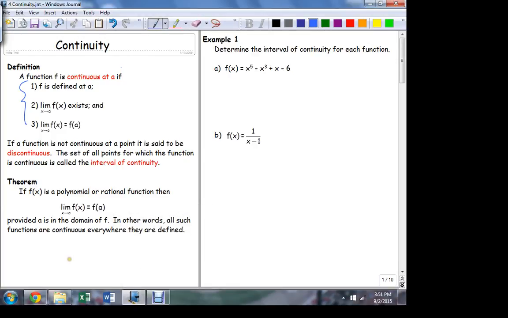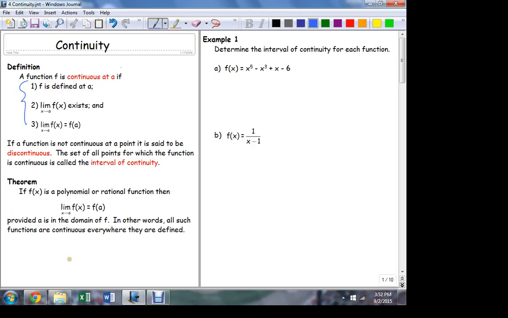Forgot to start. So, again, three conditions of continuity. Again, intuitively, can you draw the graph without lifting your pen from the paper? What does it mean? How do we pin that down rigorously? There's the three conditions, right? F is defined, the limit exists, and they're equal. If any of these three conditions fails, then the function is said to be discontinuous at the point A.